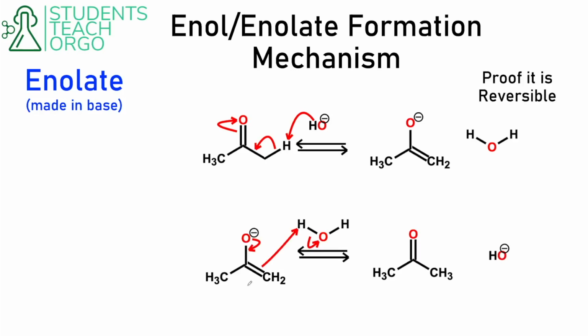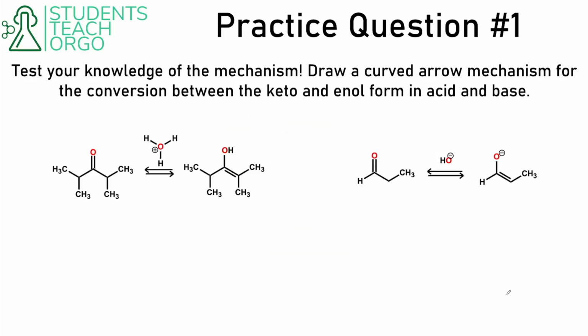And down there is the reverse reaction, just as simple. We can take the negative charge, the electrons up on this oxygen, push them down. This nucleophilic carbon will grab a hydrogen, and we've taken apart our enolate.